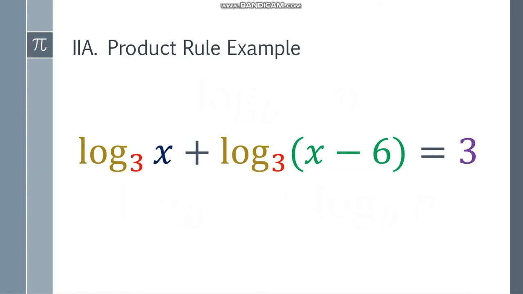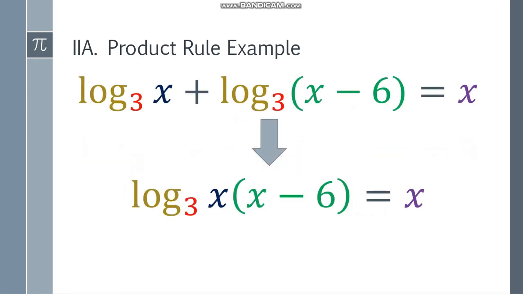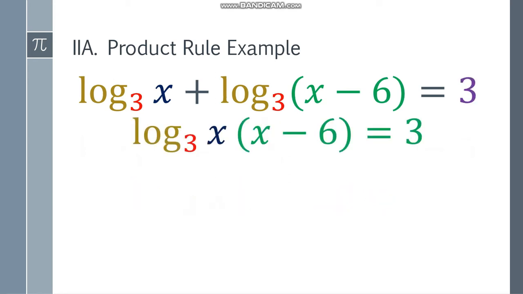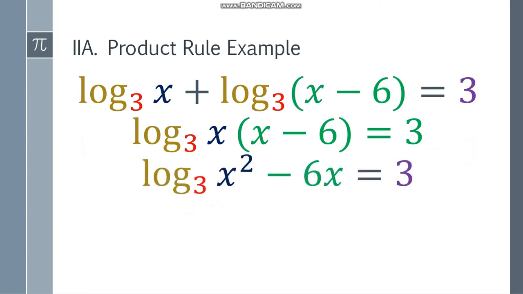Now let's have the sample equation. Log base 3 of x plus log base 3 of the quantity x minus 6 is equal to 3. Again, they have the same base and you want to add these two logs. So that will be log base 3 of x times the quantity x minus 6. Now, for this one, you can just distribute the x. That will be x squared minus 6x.